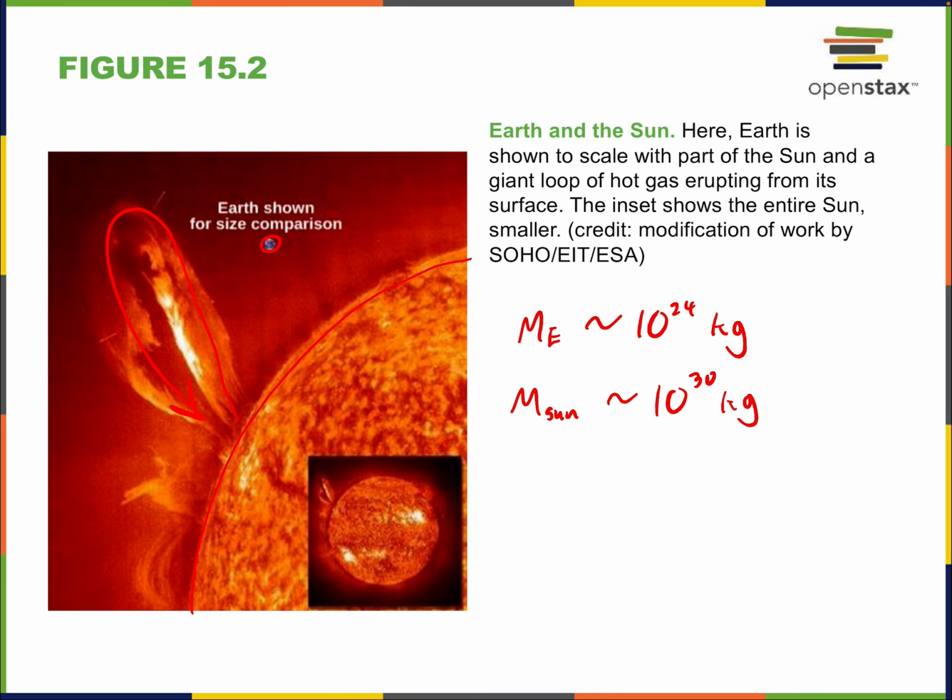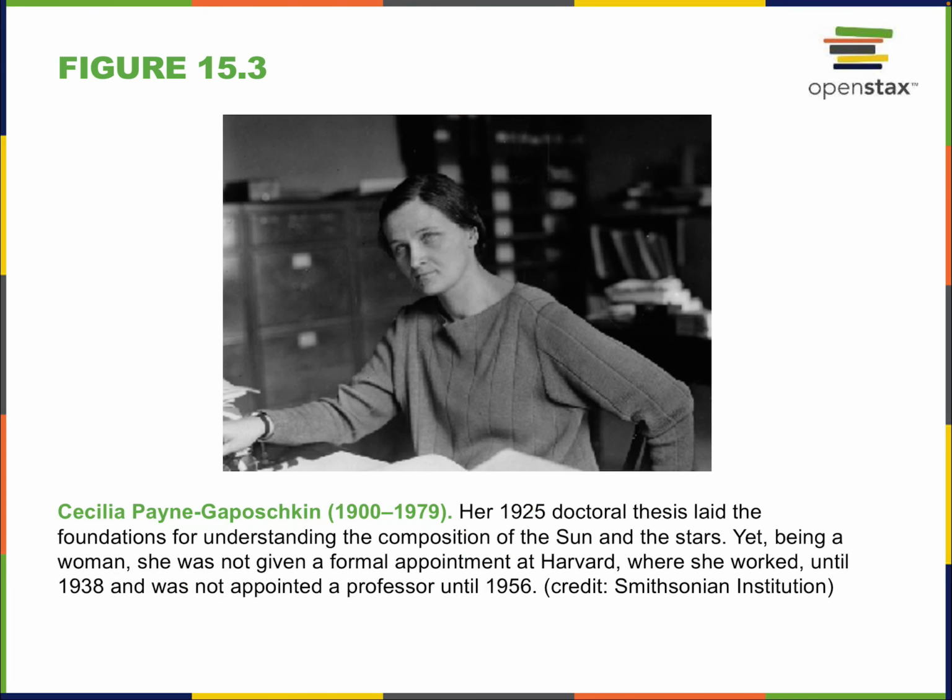So they have a spew of gas that's that large, and then have it dissipate within a few hours or days. It's amazing. So I mentioned that the sun is made of lighter elements. Well, the first person to discover that was this woman, Cecilia Payne-Gaposchkin, if I pronounce that anywhere close to correctly. And she was born in 1900, and she was actually the first woman to get a PhD in astronomy.